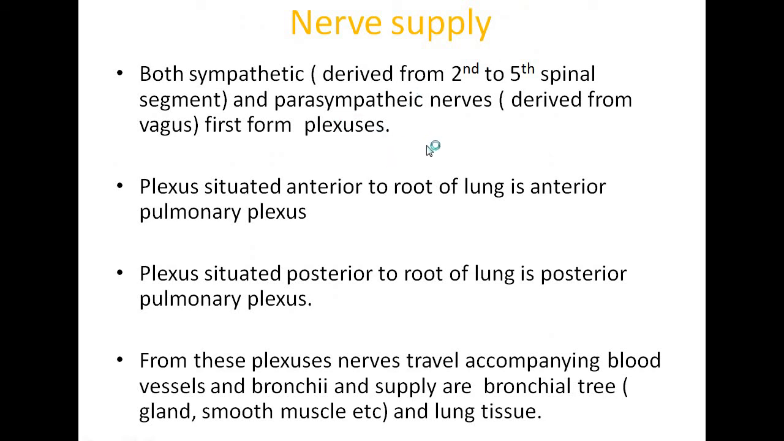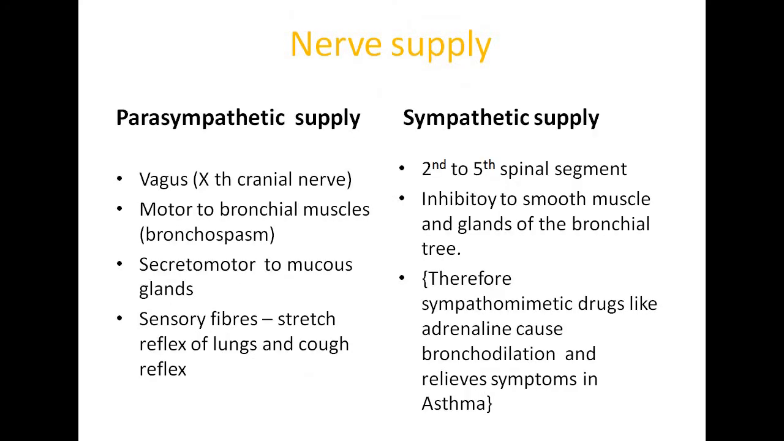Coming to the nerve supply. Nerve supply of lung is important. As the lung is a viscus, it has sympathetic and parasympathetic nerve supply. Sympathetic is derived from the 2nd to 5th spinal segment, while the parasympathetic is by the vagus, which is the 10th cranial nerve. These nerve fibers of sympathetic and parasympathetic form a network, that is a plexus, first in front of the root of lung, known as the anterior pulmonary plexus, and one behind the root of lung, that is the posterior pulmonary plexus. Then from the root of lung, they travel along with the blood vessels and bronchi and supply the substance of the lung and bronchial tree.